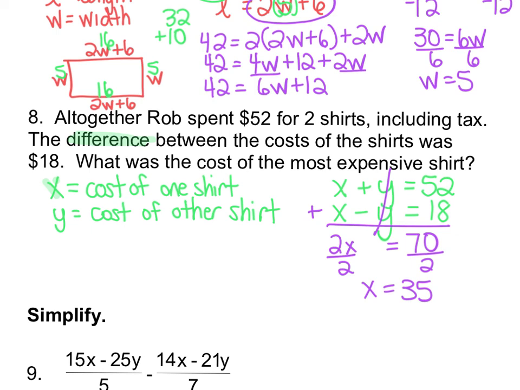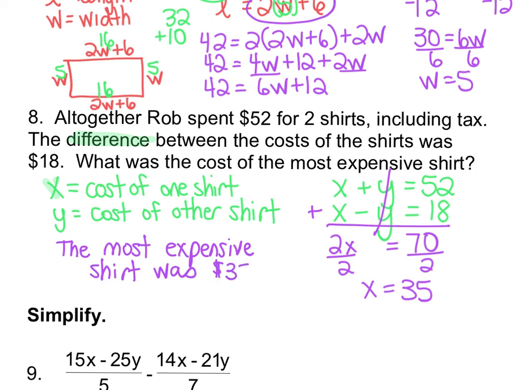Well, is that the most expensive shirt? Well, I would say 52 minus 35 leaves me with the other shirt being $17. So yes, this is the most expensive shirt. So we would say the most expensive shirt was $35. And that is our final answer for number 8.